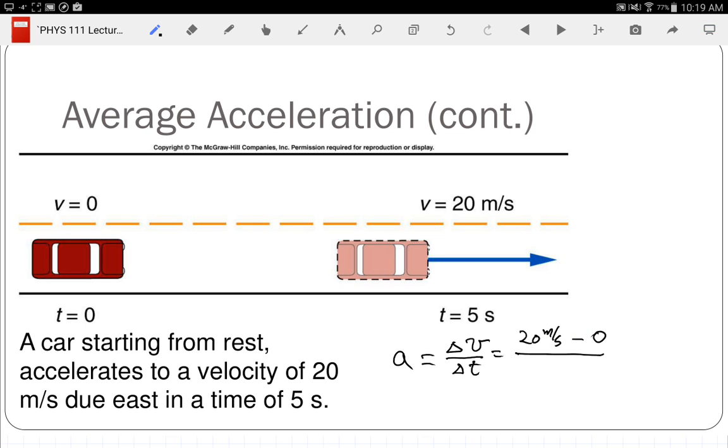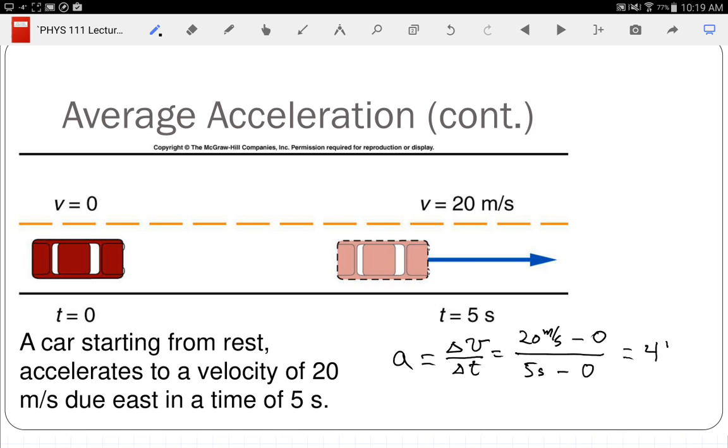0. Notice I don't even need units if it's 0. 0 what? I don't care. It's 0. Divided by my change in time, which is final, 5 seconds, minus initial 0. Hopefully, everyone here is comfortable with saying, hey, 20 divided by 5 is 4. Now the units.